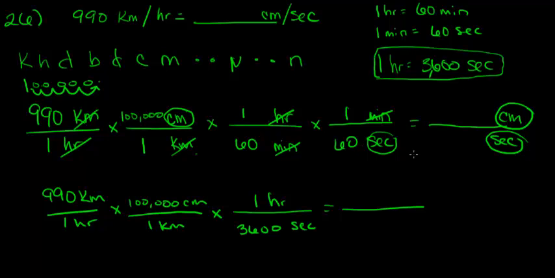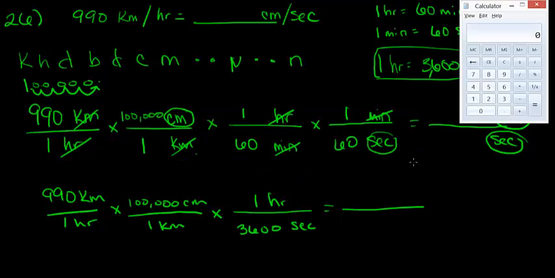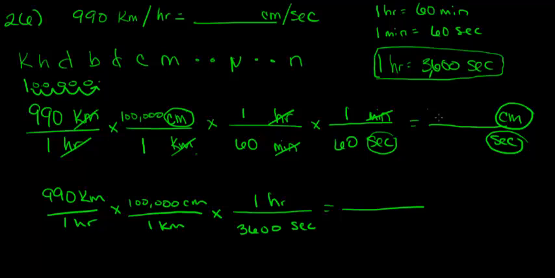So if we multiply through, it's going to be 990 times 100,000 divided by 3,600, or 60 times 60. And that is 27,500. Okay, and the answer would be the same, whether you use 60 and 60 or 3,600.